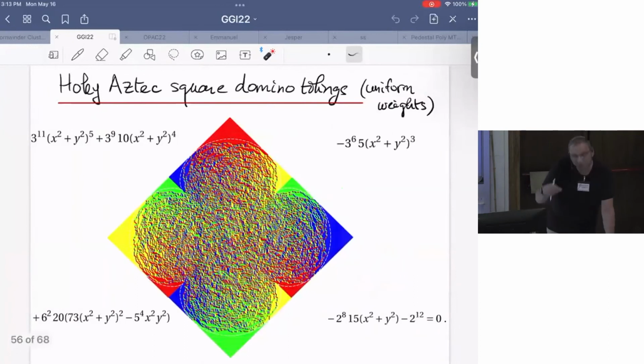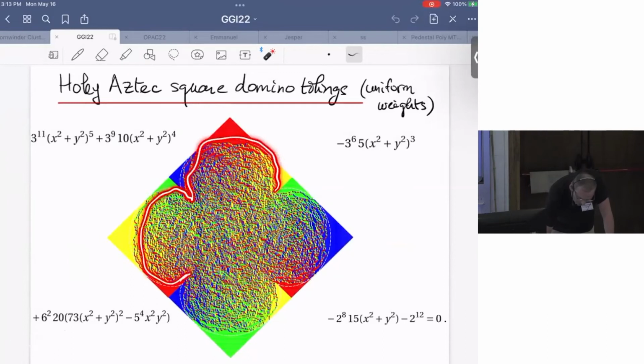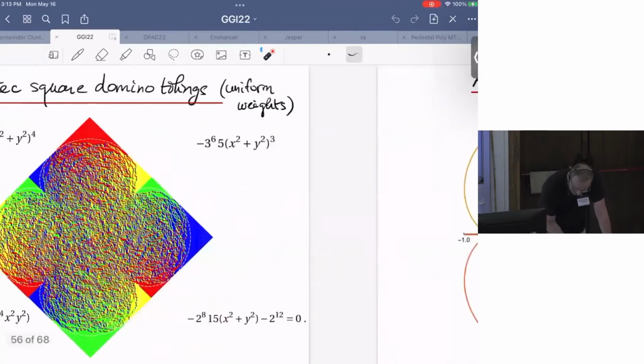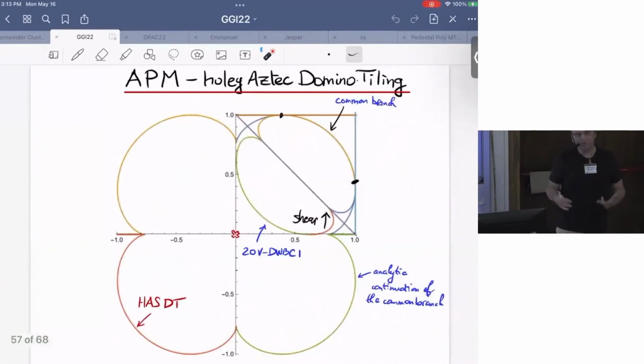Now you can play the same game with the Holey Aztec square. Why? Because we showed that the determinants were the same, but it's even better than that. The one-point functions are the same. So you can apply the tangent method also to the tiling problem, and you find a curve which is of degree 10 and which has this nice Z4 symmetry for the domino tiling. Here you don't see it, but there's a holey cross in the middle. And now I can put everybody on the same picture.